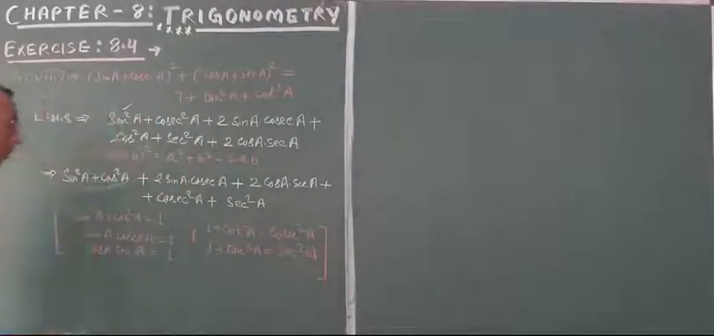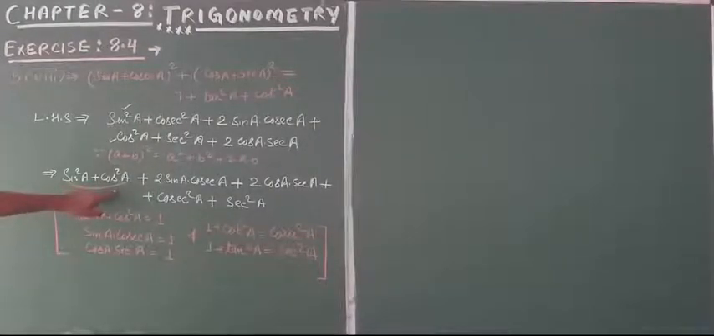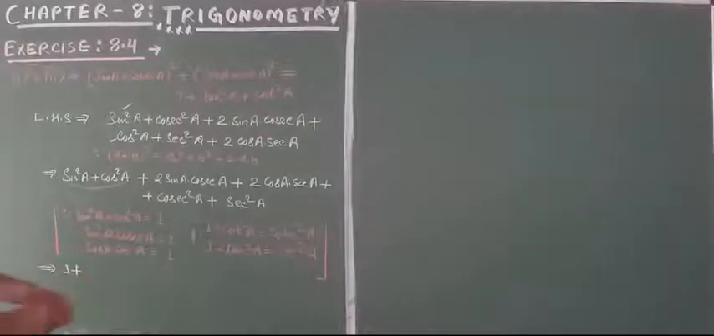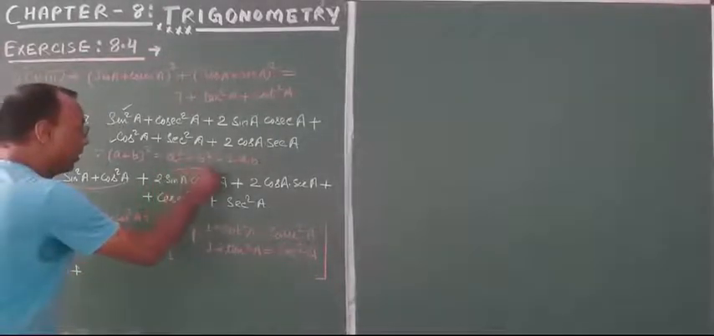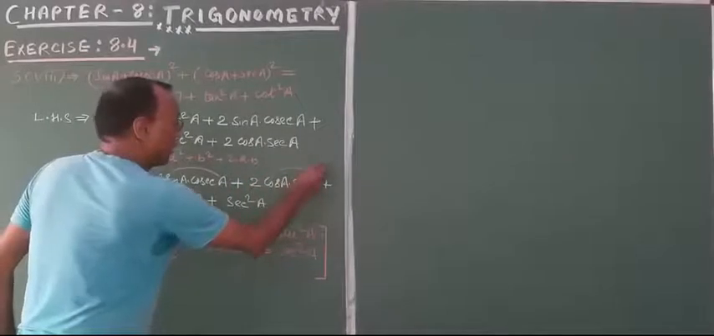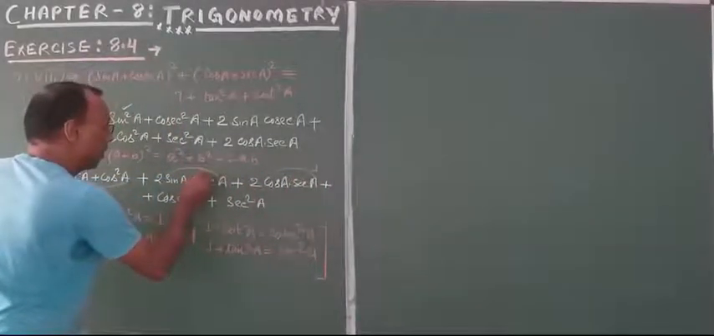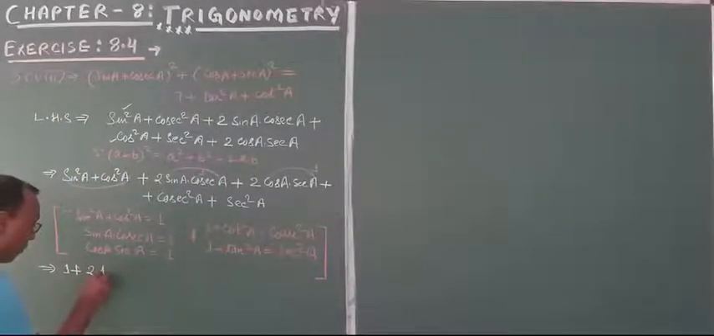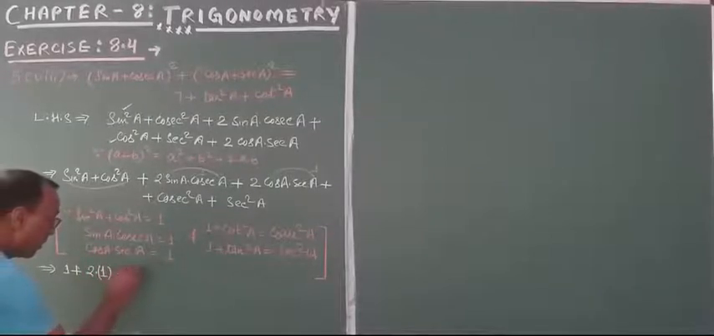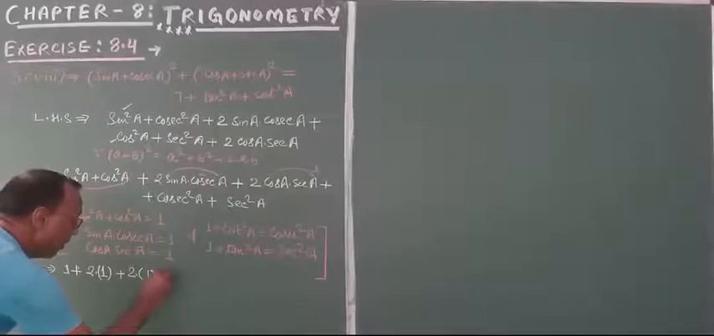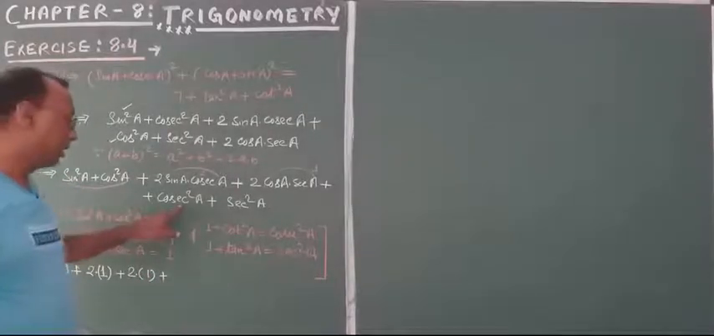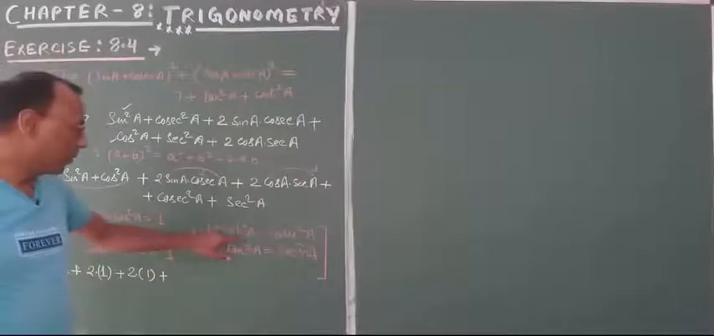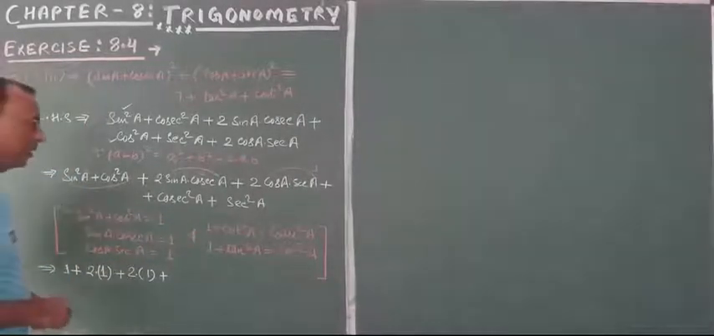So now just look what will happen. This sin square A plus cos square A will become 1. This will become 1 plus sin A into cosec A, again 1, cos A plus sec A, again 1. So what will become? 2 into 1 plus 2 into 1 plus, just look at this cosec square A. This cosec square A can be broken into 1 plus cot square A.